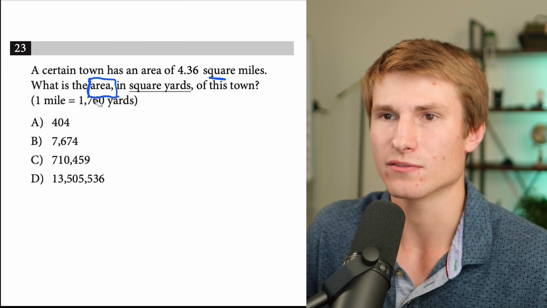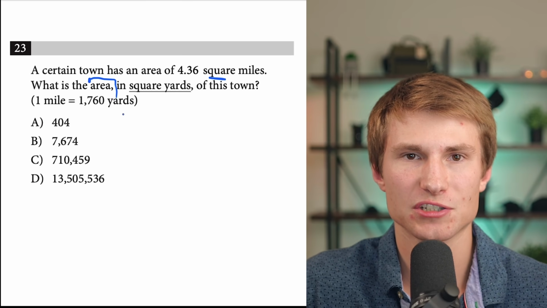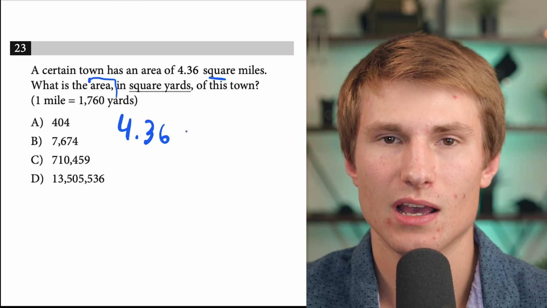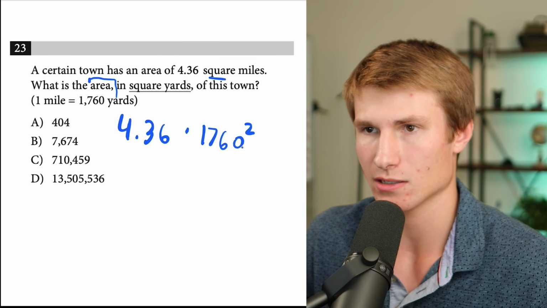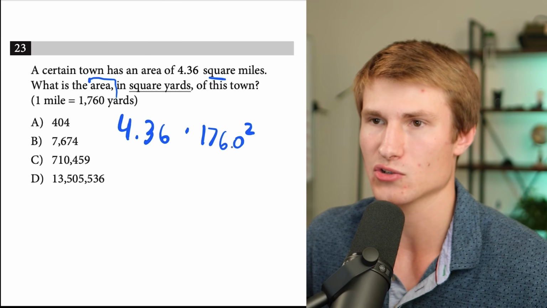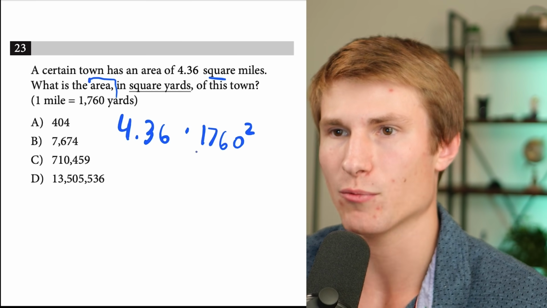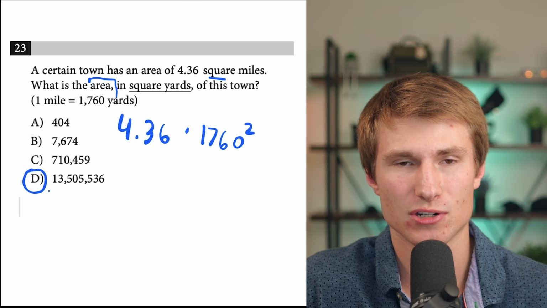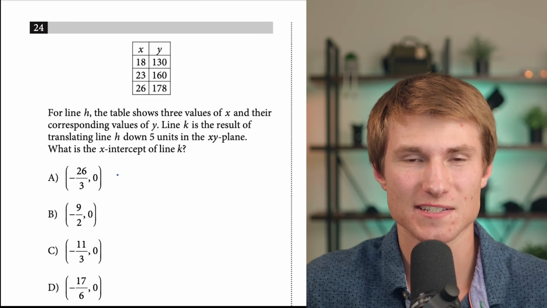So when we make this conversion of 1 mile equaling 1,760 yards, what we actually have to do is take our 4.36 square miles, and then multiply that by 1760 squared, since we're converting from square miles to square yards. We have to square the unit that we are converting. Okay, and when we do that, we put it in our calculator and we end up with an answer of answer choice D, 13,505,536.